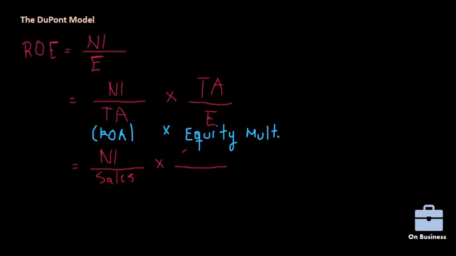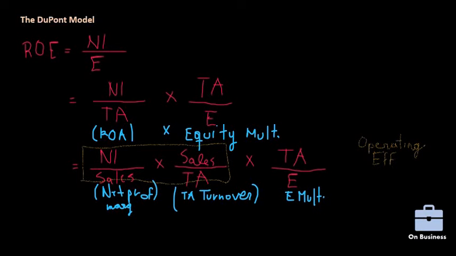We can continue writing this equation as NI over sales, which is the net profit margin, multiplied by sales over total assets, and this is the total assets turnover, multiplied by the equity multiplier. And these two represent the operating efficiency of a firm. And the total assets turnover means how much sales we're generating for every dollar invested in total assets. And this is what we call the DuPont decomposition.